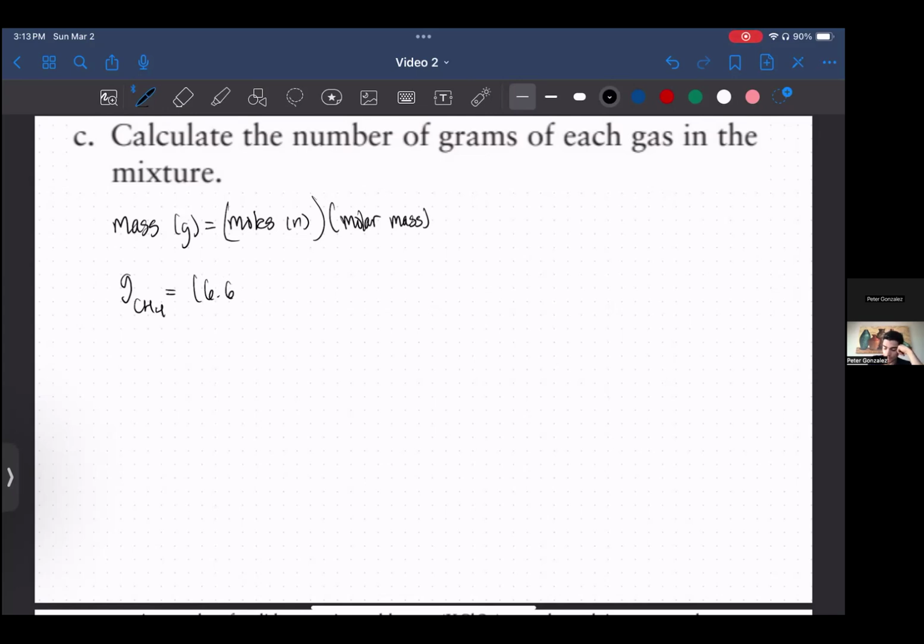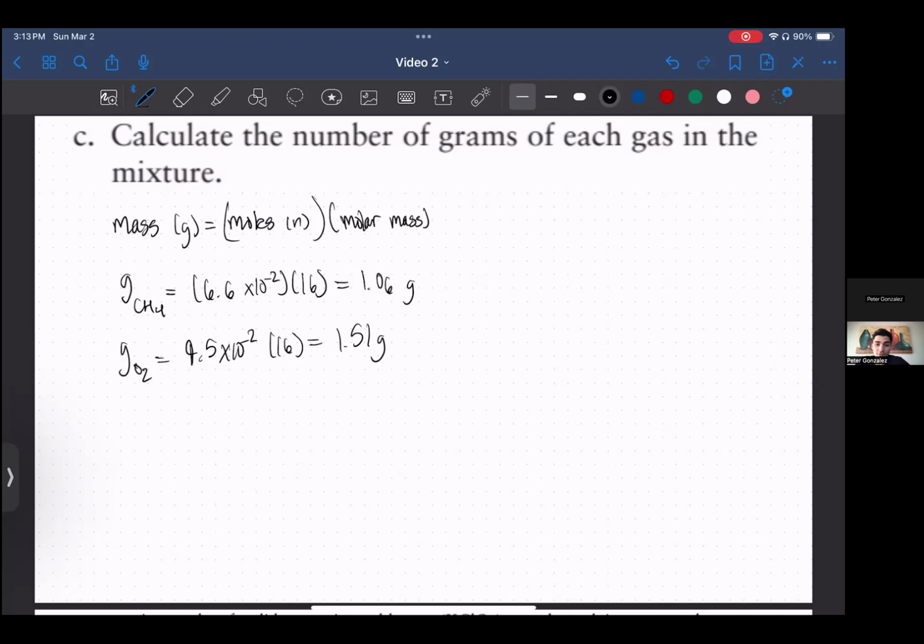Using this, we can find that the grams of methane will be equal to the moles we found, so 6.6 times 10 to the negative second times 16. And this will give you 1.06 grams. And the grams of oxygen is going to be equal to 9.5 times 10 to the negative second times 16. And this is going to equal 1.51 grams. All right, awesome.